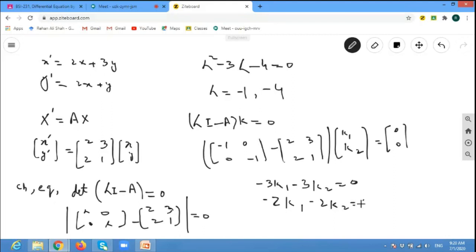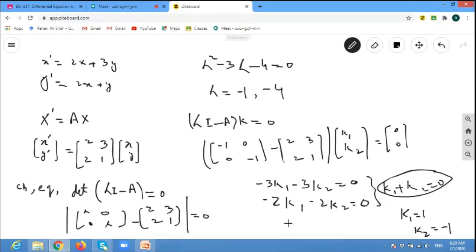If you take minus 3 common from one equation and minus 2 common from the second equation and subtract these two equations, as a result you will obtain k1 plus k2 equal to 0. So from two equations you obtain one equation. Now the equation is 1 and the variables are 2, so you have to take one variable as free. Let k1 be 1. What will be k2? k2 will be minus 1.